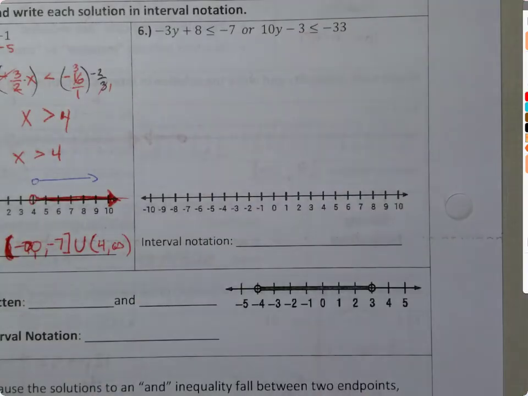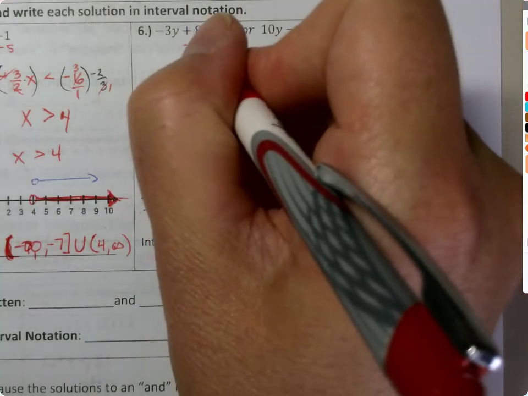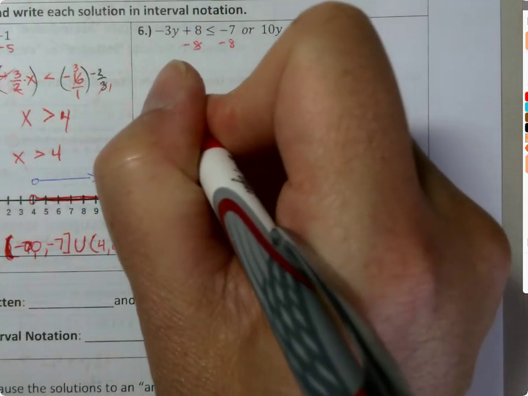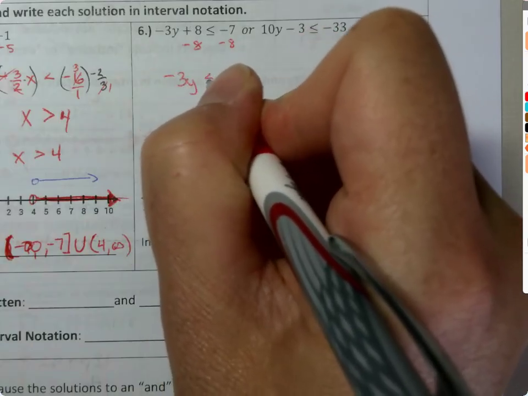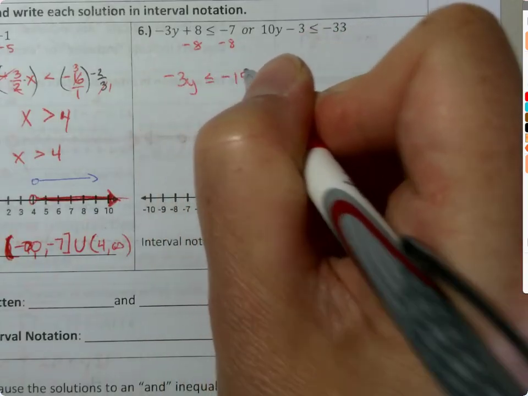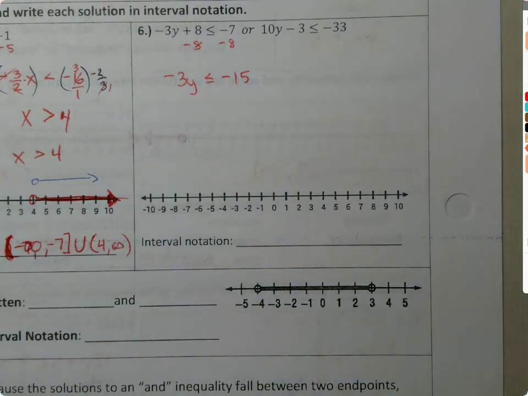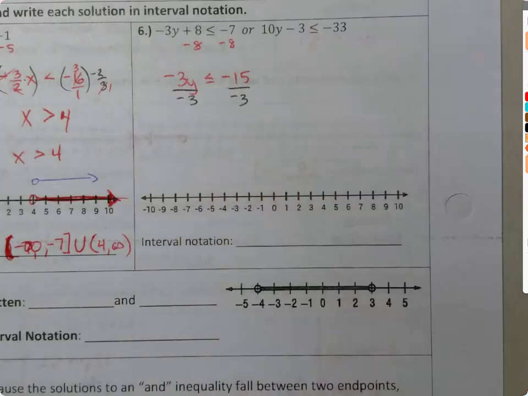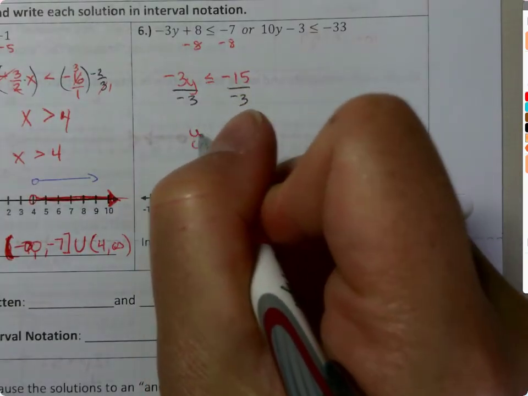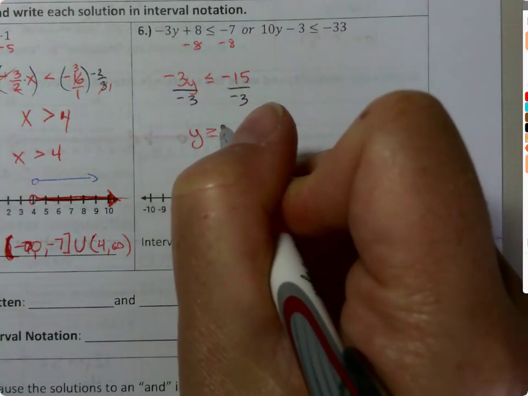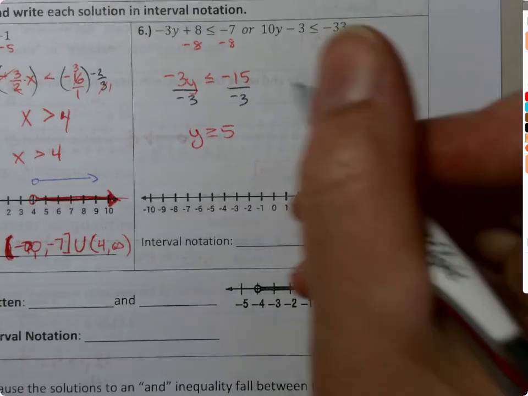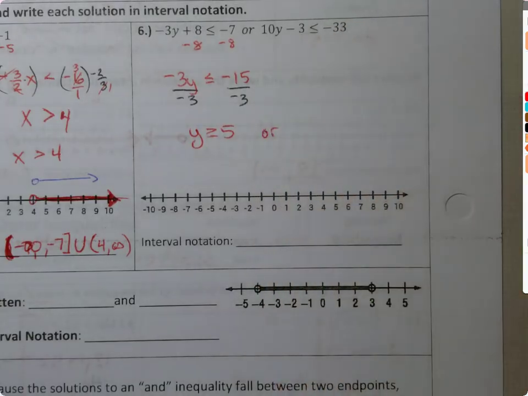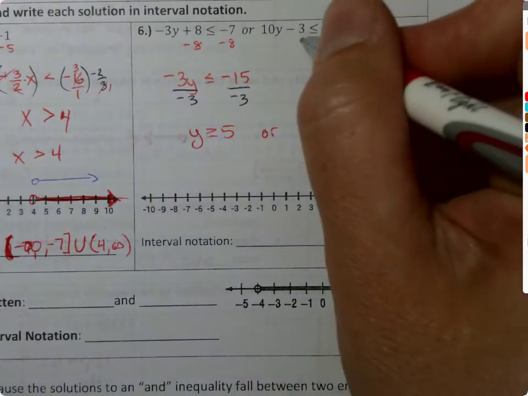So two separate ideas. I'm going to subtract the 8 first. So -3y, keep the less than or equal to -15, and now what? Divide by -3. So that is going to flip my sign to be y is greater than or equal to 5. I'm going to put my word or here because that is important. And then we're going to solve this one.